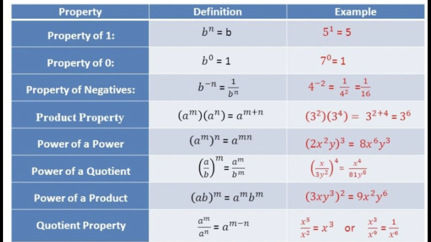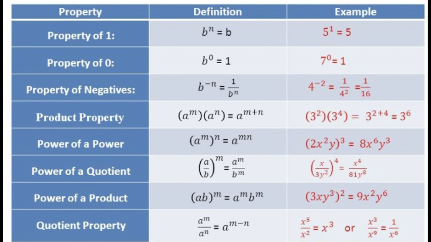The example they give is x over 3y squared, raised to the 4th. That's the same thing as saying x to the 4th, because x is being raised to that exponent. And then we have 3y squared being raised to the 4th. So we'd use the power of a power rule on that. So it would just be 81y raised to the 8th.